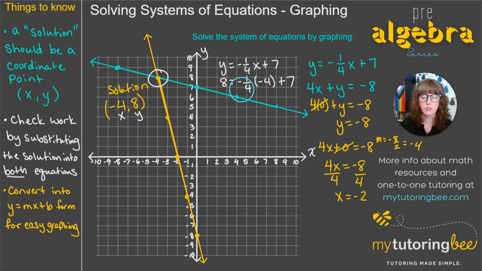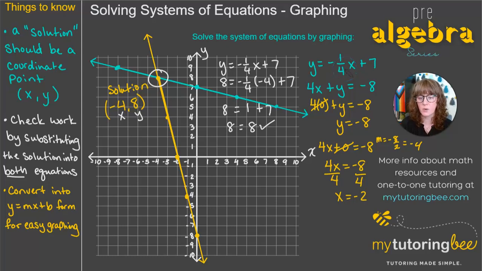So now we're just solving this right-hand side of the equation. -1/4 times -4 gives us +1. So I've got 8 equals 1 plus 7, and then 1 plus 7 equals 8. So that is a true equation, meaning that this solution is a solution for this first equation.